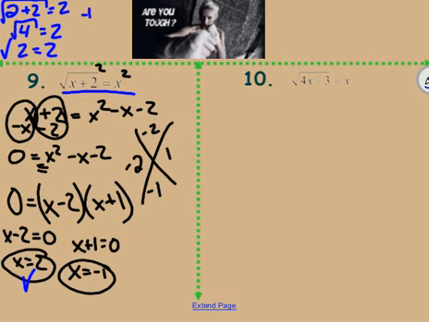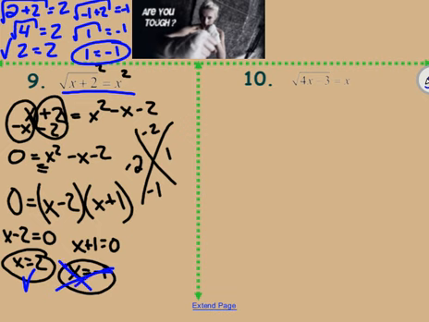Now if I had negative 1 plus 2 equal to a negative 1, this is going to be square root of 1 equals negative 1, 1 equals negative 1. That one is not true, so we would cross this answer off. So the x equals negative 1 is an extraneous solution. The only answer we want is this x equals 2. So write x equals 2. Don't include both of them.